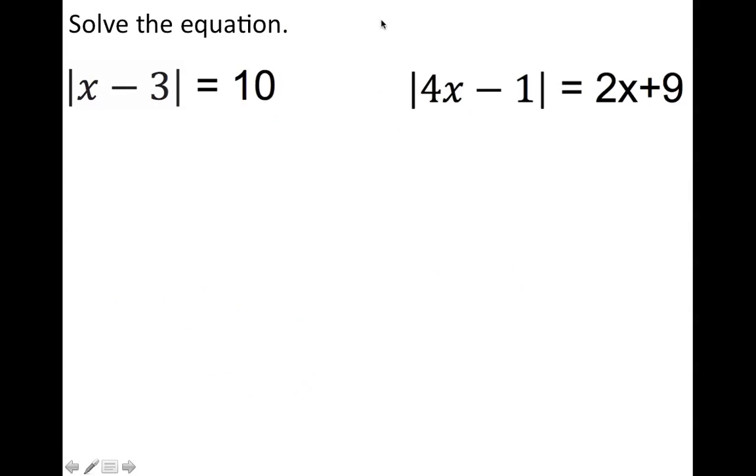Go ahead and solve these equations. Pause this, come back, and we'll check your answers. Alright, for the first one, we should get x equals negative 7 and 13.